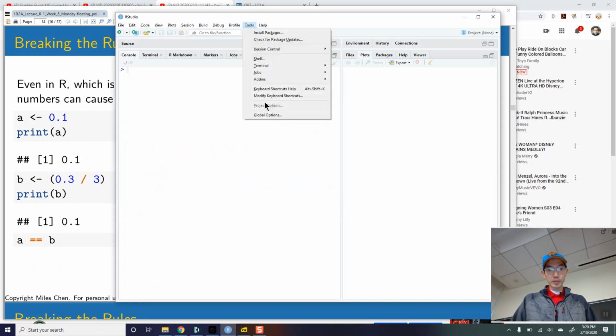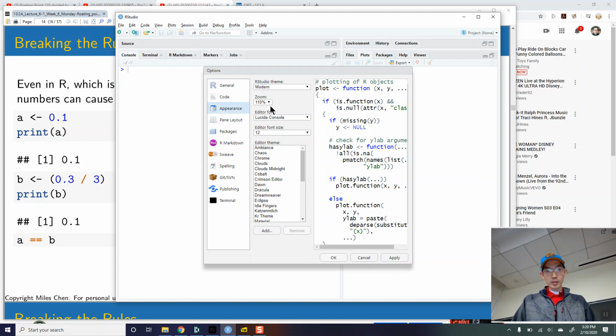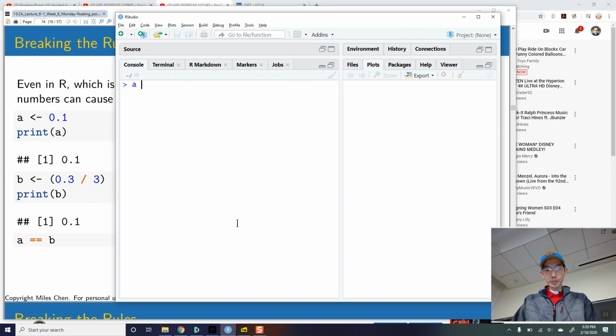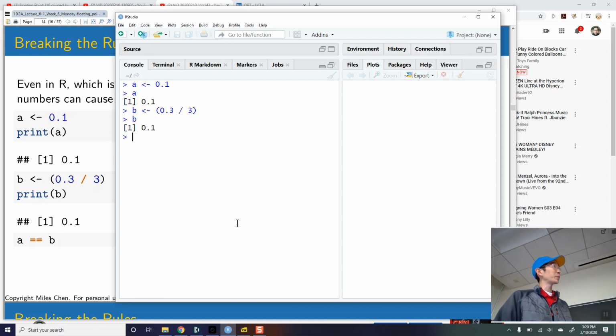You see this? Let me make my font bigger. Okay, so here A is 0.1, okay? And B, I'm going to do 0.3 divided by 3. And B is 0.1, okay? Now what happens if I do A equal to B? Is A equal to B? Yes? No? Okay, we get back false, all right? And we go, what? A is 0.1, B is 0.1, A equal to B is false.